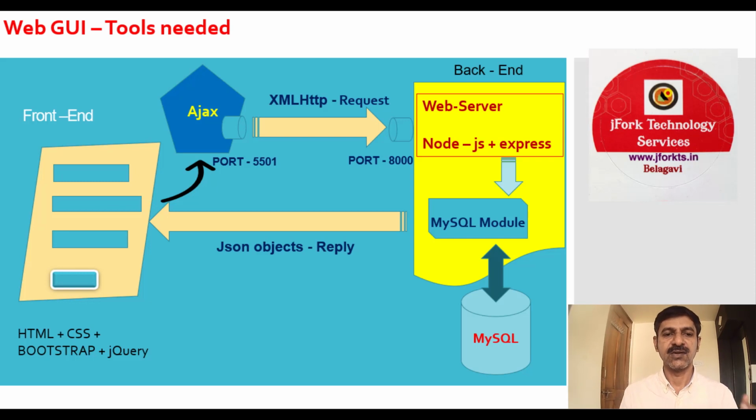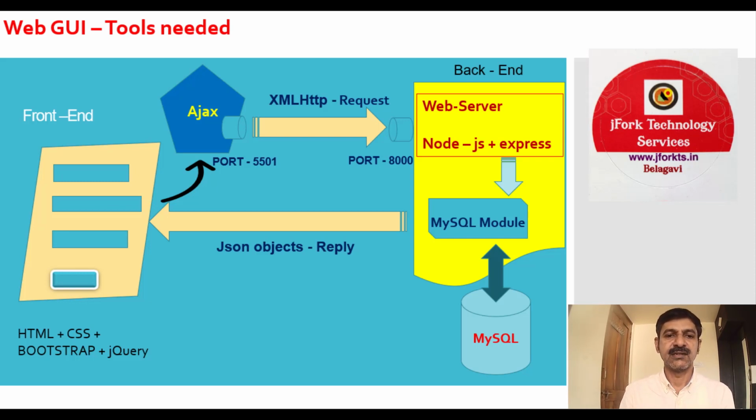Normally, the web browser or the client will be residing in one browser at a particular port number, let's say 5501, and the server will be running at yet another port such as 8000. This request goes to the web server running at the backend, and this web server will contact the MySQL module to get the data in the JSON format, and the JSON format is sent back to the browser. And the jQuery program at the browser will capture this data and render it on the screen.